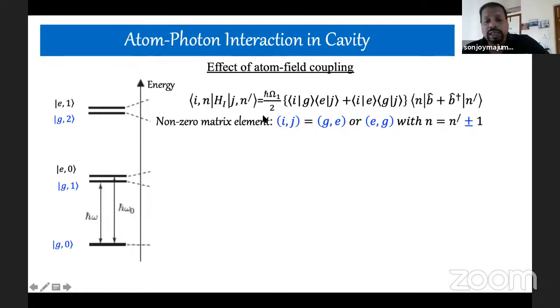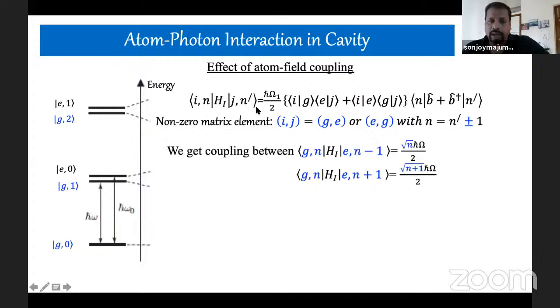And in that process, when it goes from one state to another, it either absorbs or emits. Depending upon that, your n will be decided with the n prime, whether it will be n prime plus 1 or n prime minus 1. So you will get particular choices of i and j, and particular choices of n and n prime. Once you have understood that, since we have already got our basis here, G1 and E0, or I can write it as Gn and En minus 1.